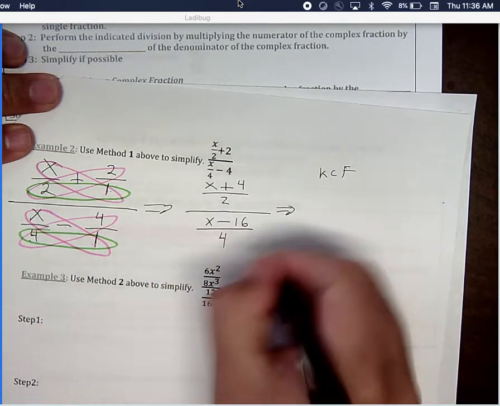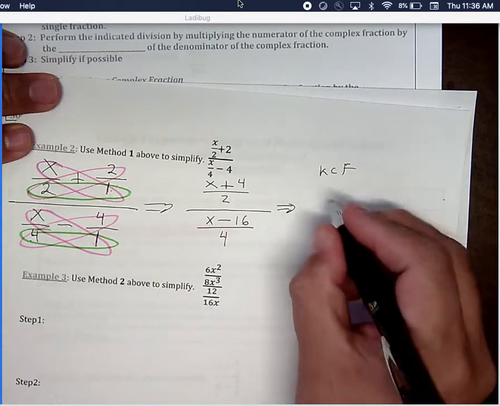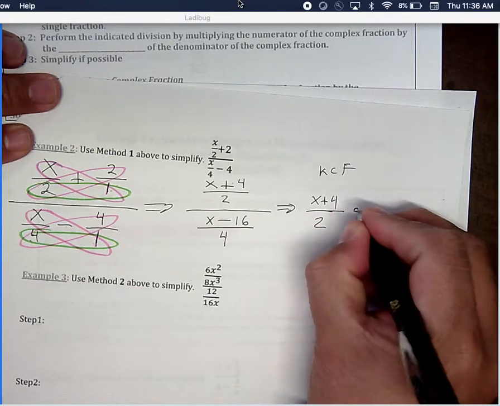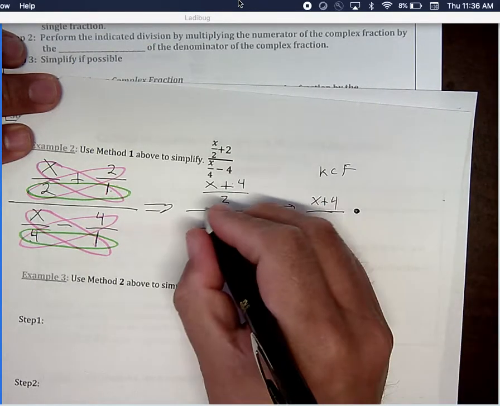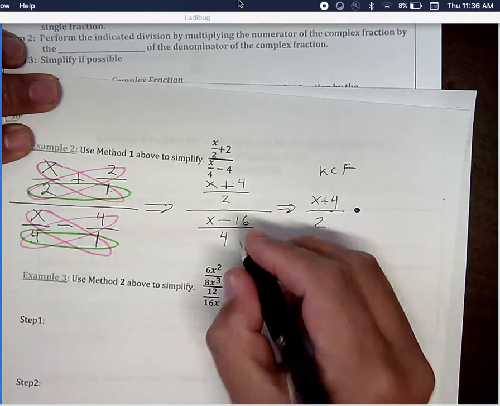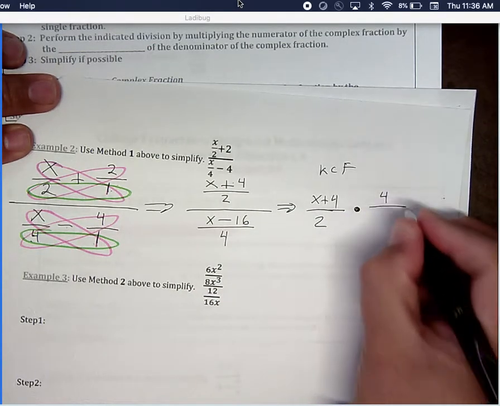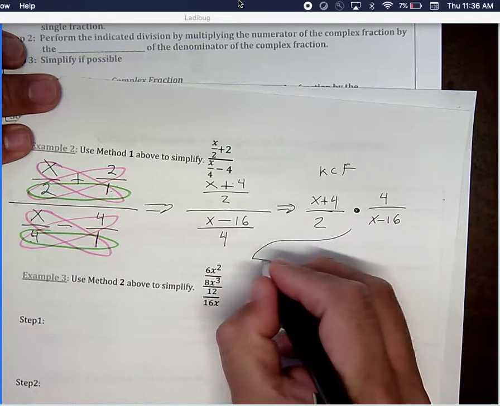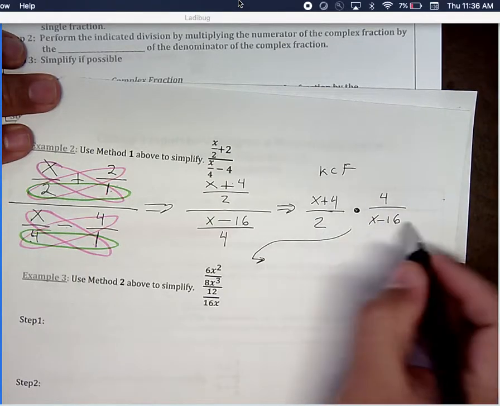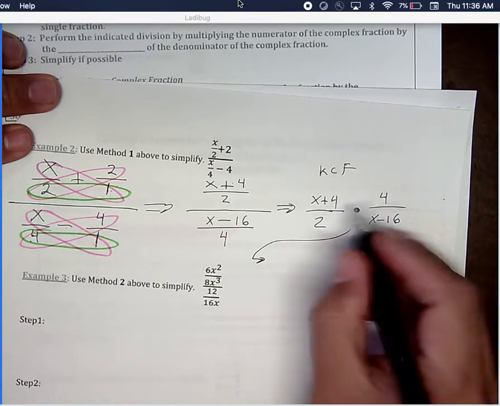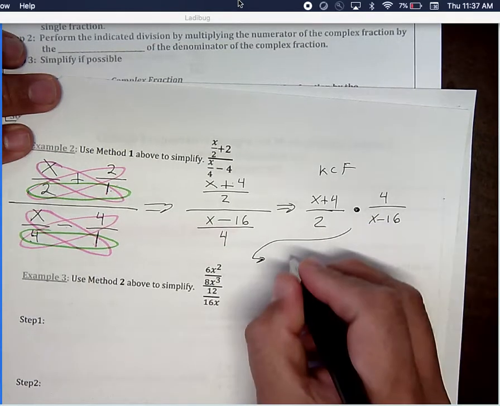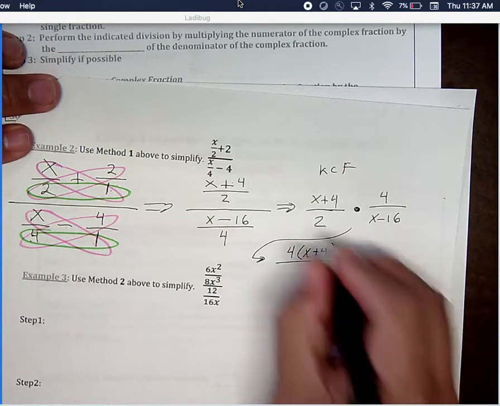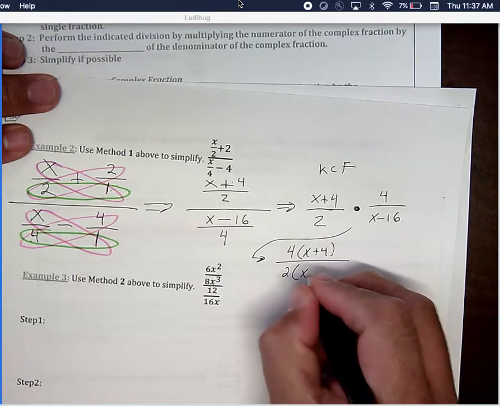Now, when you're at this stage, you can KCF. You keep the first one, the top one, times, you change the division to multiplication, and then this one you flip it. So let's do it here. Now we just have to connect numerators, multiply them, and denominators. So I'm gonna put the 4 first. 4 times that x plus 4. Do not distribute. And then 2 times x minus 16.